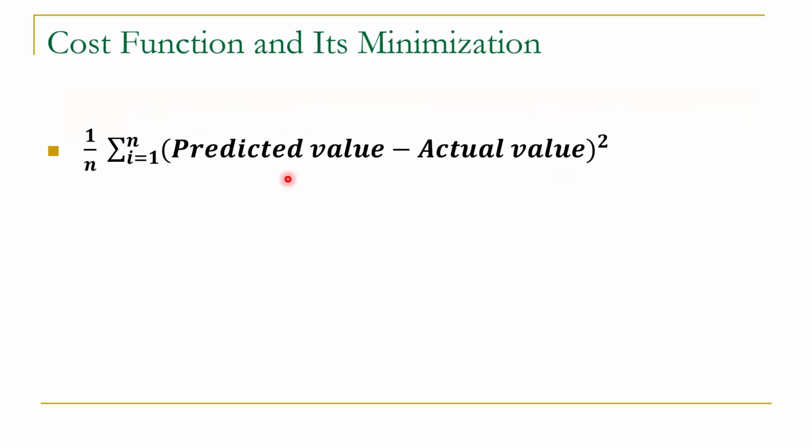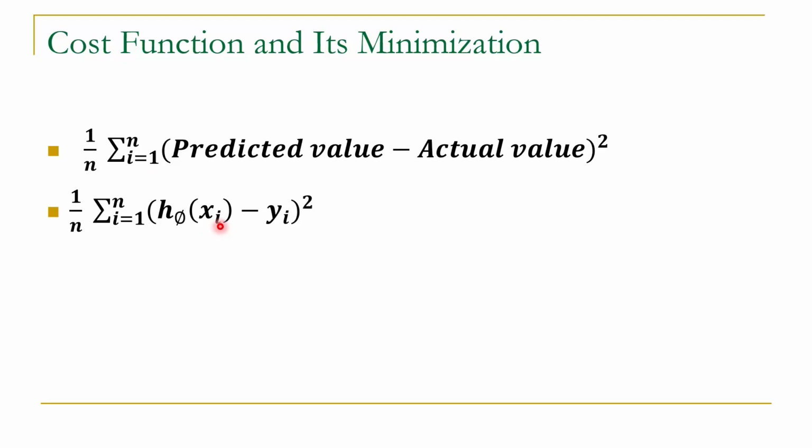In the last session, we discussed that cost function is the average of sum of square errors. Here we are finding the difference between predicted and actual value. We are ignoring its sign by squaring its value. We are finding the sum for all the instances. Here the number of instances is n, and then we are taking the average of this. So this is the average of sum of square error.